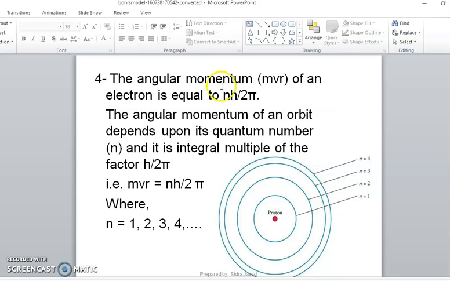And what he said is the angular momentum of an electron is equal to nh by 2π. For the first orbit it will be h by 2π. For the second one it will be 2h by 2π, that is h by π. Third one 3h by 2π. So as long as the electron remains in the third orbit, the angular momentum is always 3h by 2π. So angular momentum in the third orbit is quantized because it has its own specific value, while that in the second orbit will be h by π. So the angular momentum in a particular orbit will have a specific value. That's why we say it is quantized.